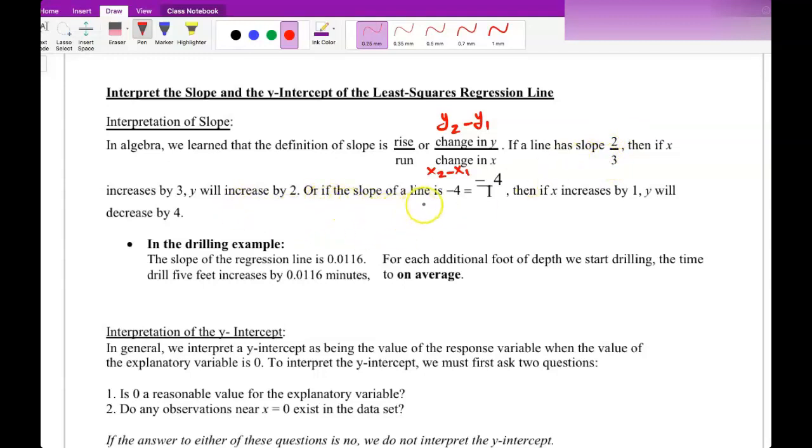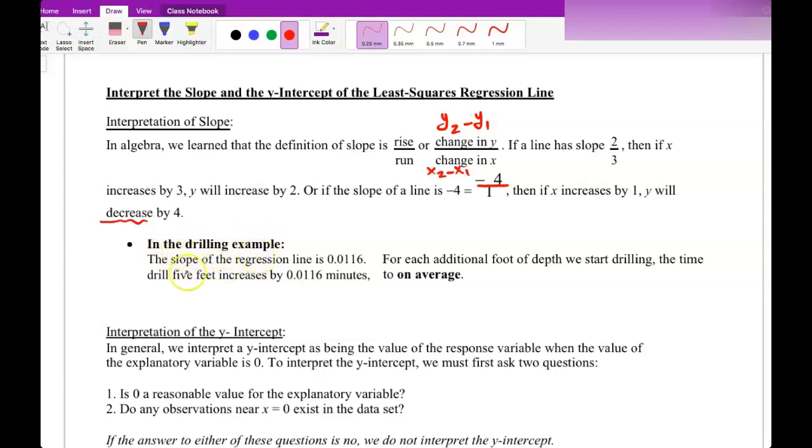Or if the slope of the line is negative 4, so that is negative 4 divided by 1, then if x increases by 1, y will decrease by 4, because the number on top is negative. That's why it's decreasing.